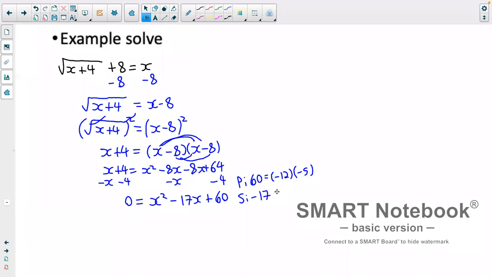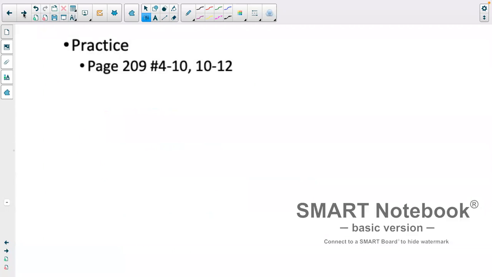They multiply together to give us 60, and they add together to give us -17. So we have 0 is equal to x minus 12 times x minus 5. Looking at this, we then determine that x is equal to 12 and 5. Now, practice for this section starts on page 209.